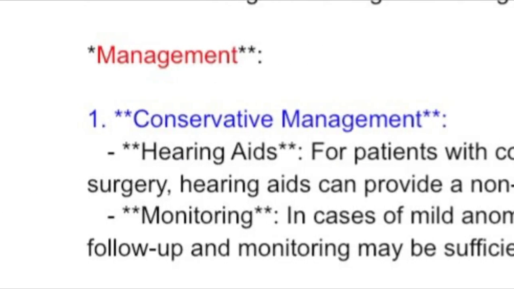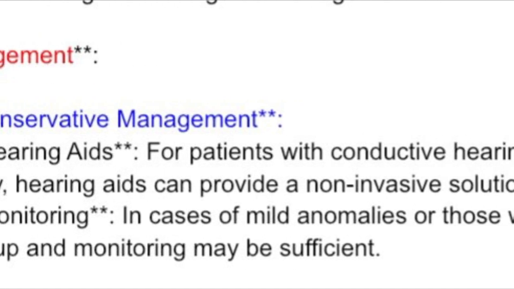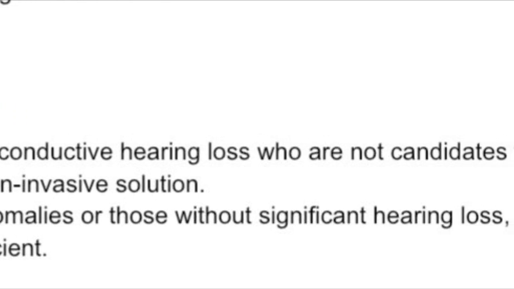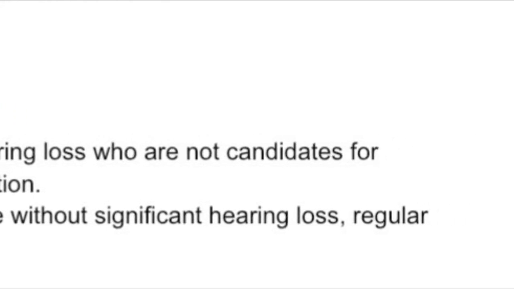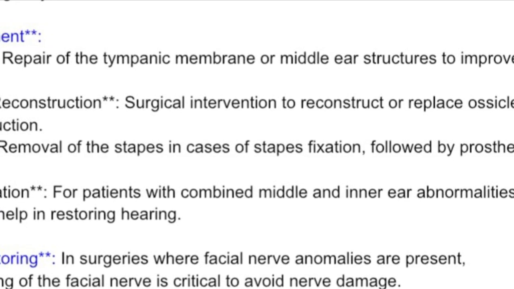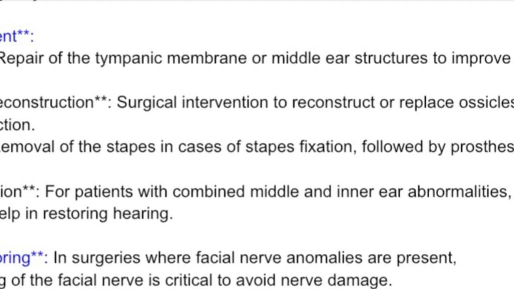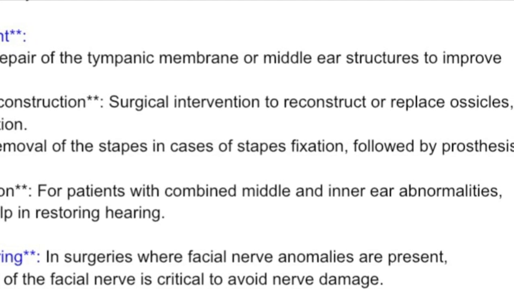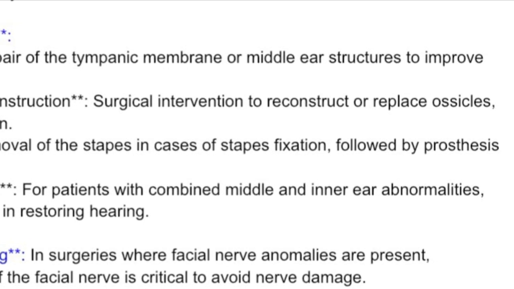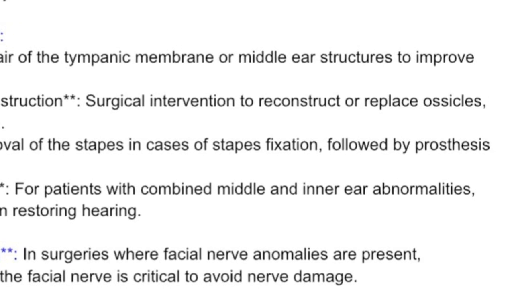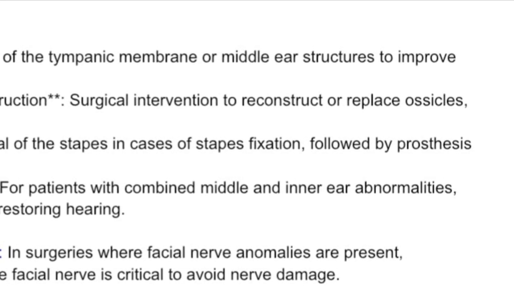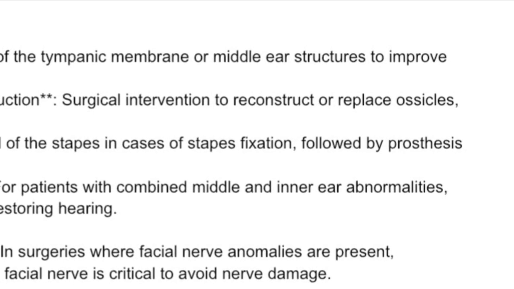Management includes conservative options like hearing aids for patients with conductive hearing loss who are not candidates for surgery, and monitoring in cases of mild anomalies or those without significant hearing loss. Surgical management may involve tympanoplasty to repair the tympanic membrane or middle ear structures, ossicular chain reconstruction to improve sound conduction, stapedectomy for stapes fixation, and cochlear implantation for patients with combined middle and inner ear abnormalities. Facial nerve monitoring is critical in surgeries where facial nerve anomalies are present to avoid nerve damage.